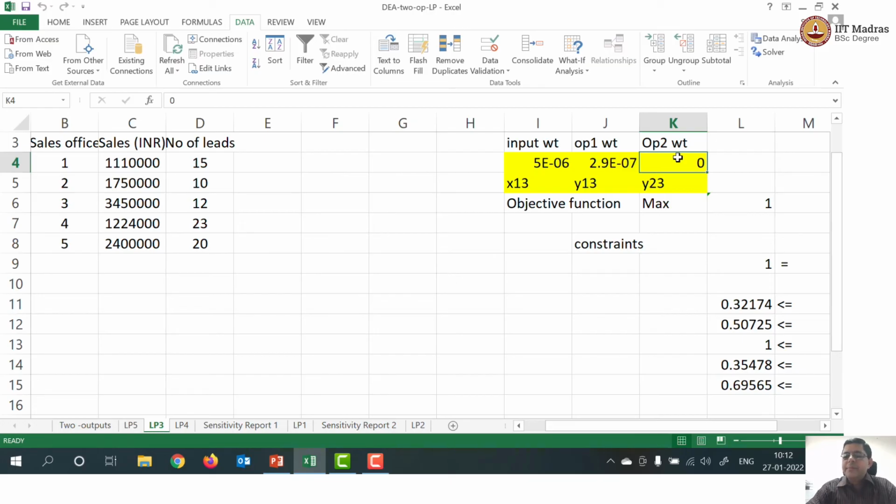There are some DEA formulations where the designer can say that no, you can't assign a weight of 0, you must assign some minimum weight, right? Some minimum weight has to be assigned. If you put that extra constraint, then it will prevent a DMU from assigning a weight of 0 to a particular input or output, right?